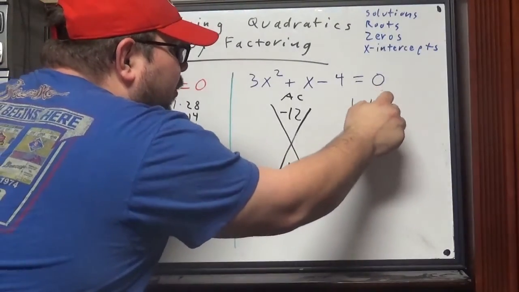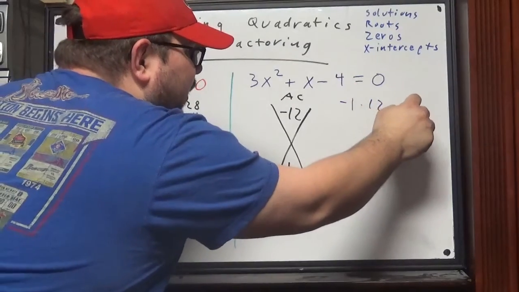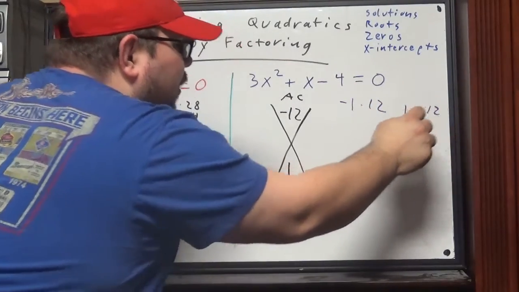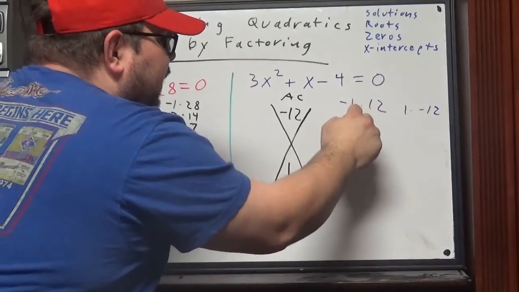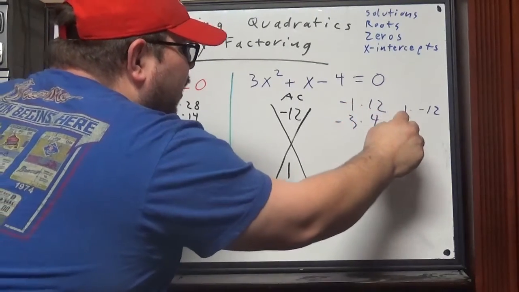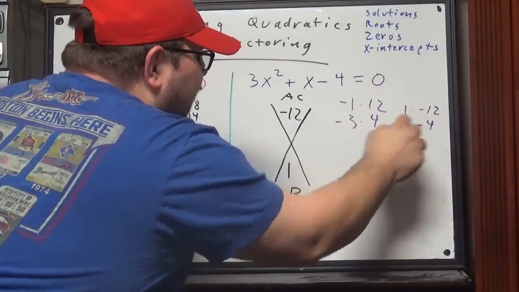I'm going to write this one out in purple. We have 1 and 12, or negative 1 and 12, and I'm going to go ahead and write 1 and negative 12, and negative 3 and 4, and 3 and negative 4, and 2 and 6.